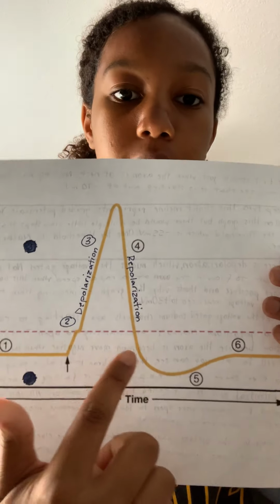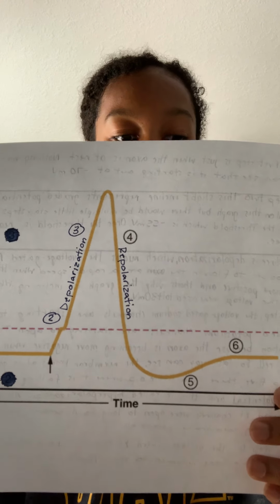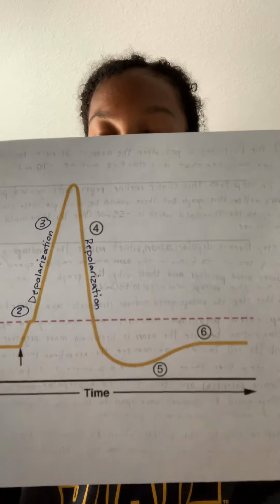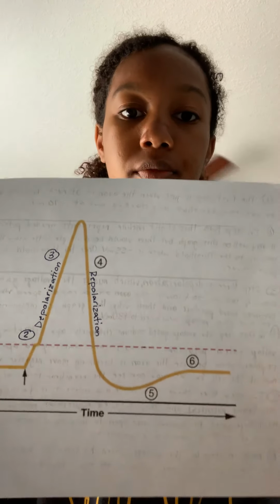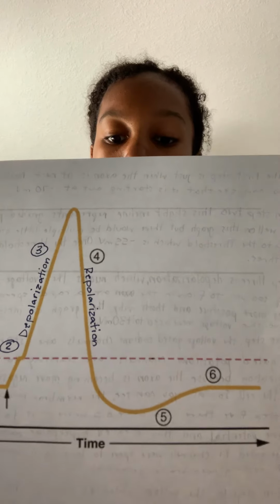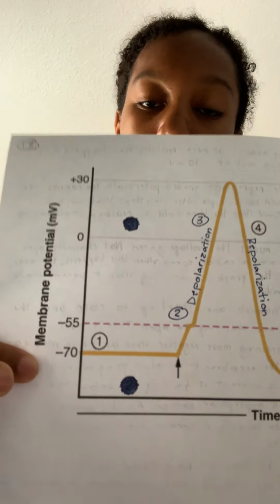In step 5, there is a little dip where it is falling below resting membrane potential, and this is called hyperpolarization. All this means is the voltage-gated potassium channels were open too long, so it became more negative past the point of resting membrane potential. Now in step 6, the voltage-gated potassium channels have closed because the membrane potential has returned to negative 70 millivolts, where it started at.